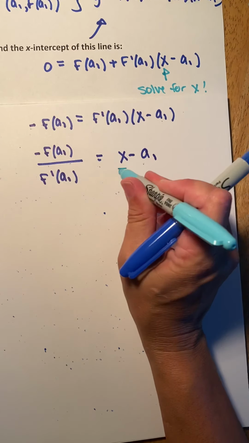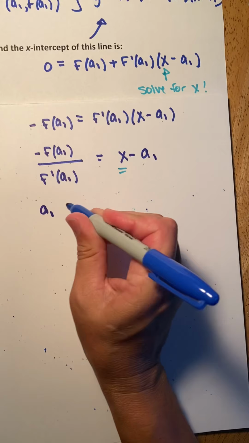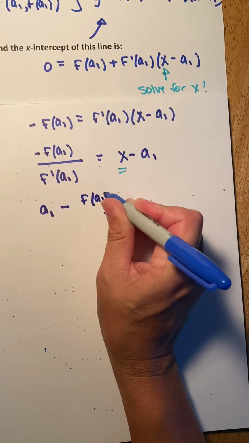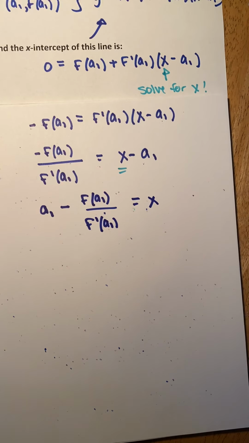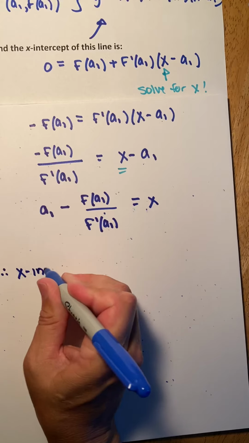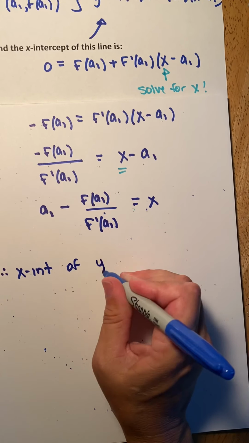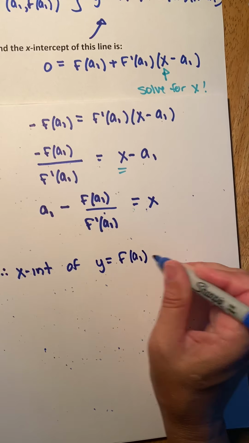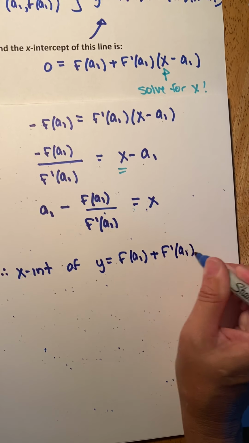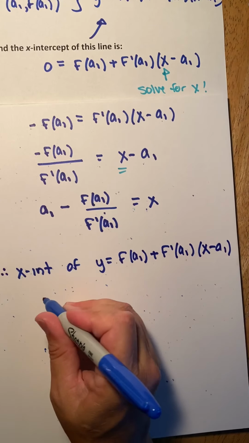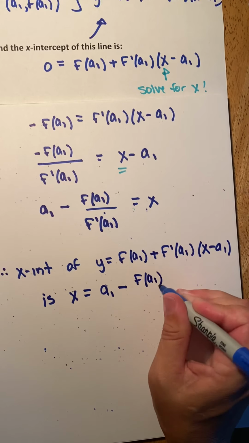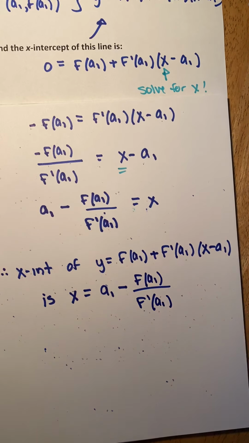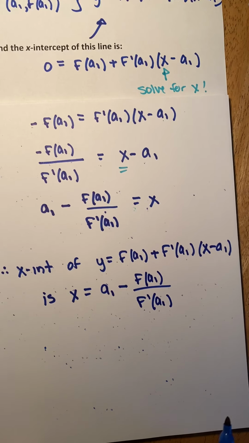Now all we need to do is solve for x. Let's just add a1 to both sides. So a1 minus f of a1 all over f prime of a1, and that's the x-intercept. So therefore, the x-intercept of this tangent line y equals f of a1 plus f prime of a1 times x minus a1 is x equals a1 minus f of a1 all over f prime of a1. Right, we're going to call this x-intercept a2 and then repeat the process.